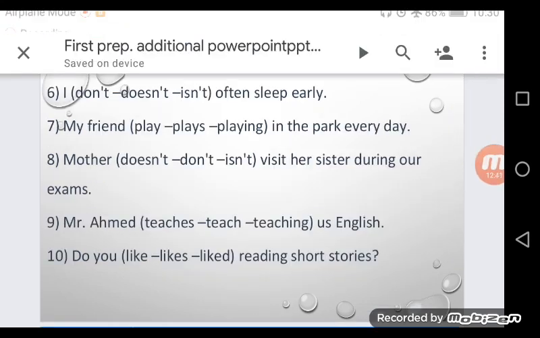Number 6, I don't, doesn't, isn't often sleep early. The subject is I, so we are going to use don't. I don't often sleep early. Number 7, my friend plays, playing in the park every day. The suitable word here is plays. The correct answer is plays. My friend plays in the park every day.